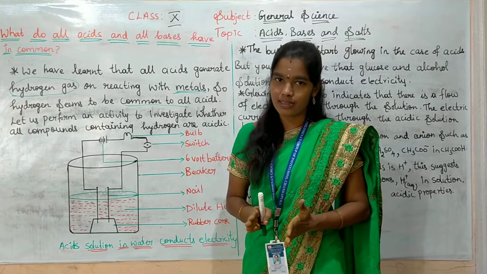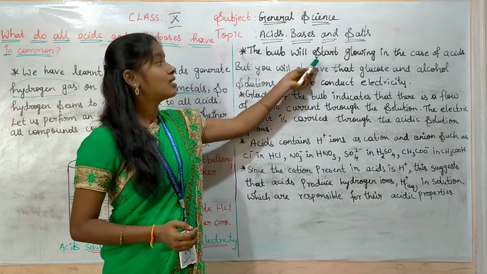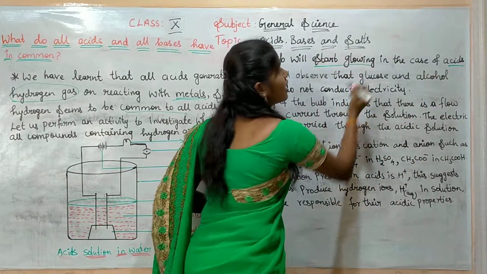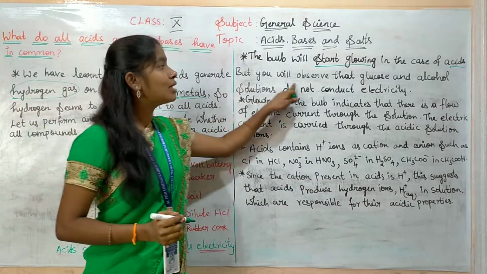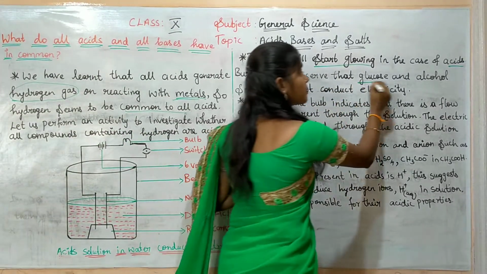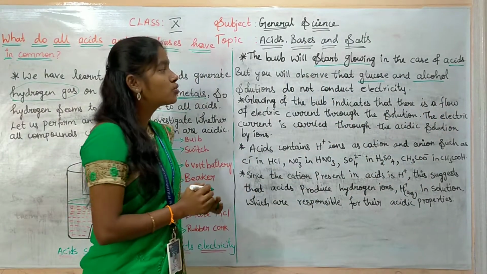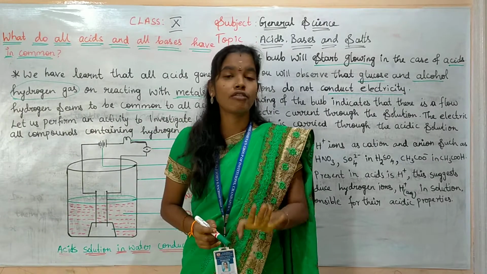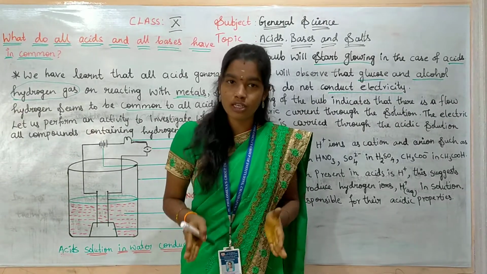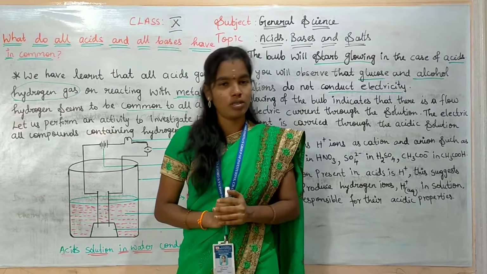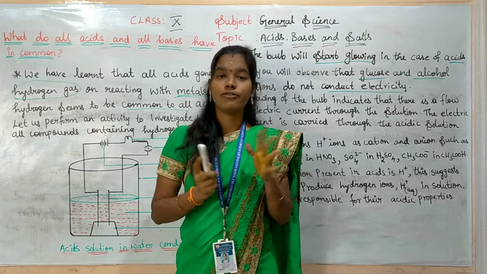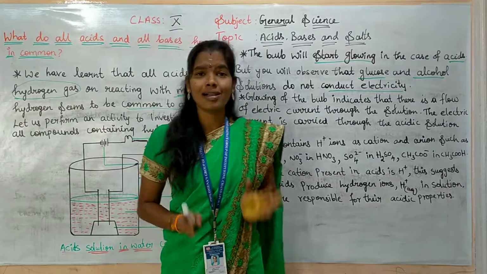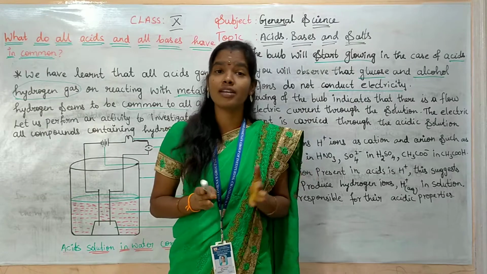And next, sulfuric acid. Okay, so you can see here the bulb will start glowing in the case of acids, but you will observe that glucose and alcohol solution do not conduct electricity. So first point, we have taken 4 solutions. We have to check in the 4 cases whether the bulb is glowing or not. In the case of sulfuric acid and hydrochloric acid, the bulb is glowing. But in the case of glucose and alcohol, the bulb is not glowing. They will not conduct electricity.